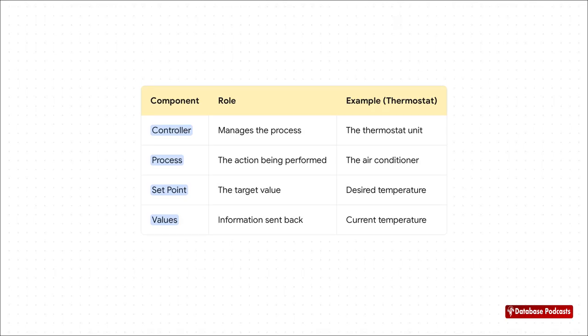You know, the thermostat in your house is the perfect example. We all get this. The thermostat unit itself is the controller. The temperature you want, say 72 degrees, is the set point. The air conditioner is the process doing the work, and the current room temperature, that's the value, being constantly fed back to the controller. If that value drifts away from the set point, the controller kicks the process into gear. Our data systems work the exact same way, constantly comparing the current state of the data to a desired state, and triggering processes to close any gap.